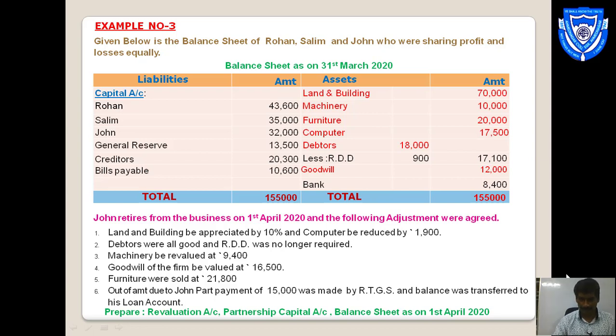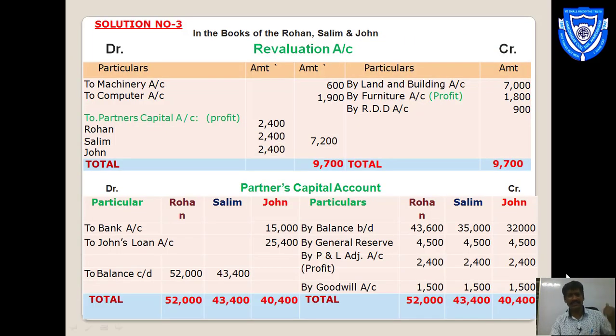That means the opening balance of land and building is rupees 70,000 and 10% of 70,000 is 7,000. Appreciation means it is increased by rupees 7,000. So definitely it is our gain. So revaluation account will be credited. You can see by land and building account rupees 7,000.